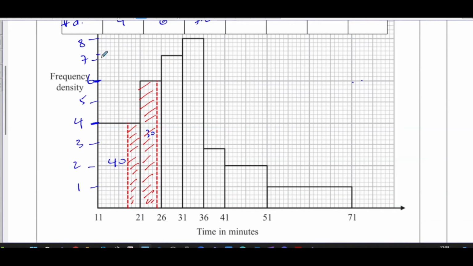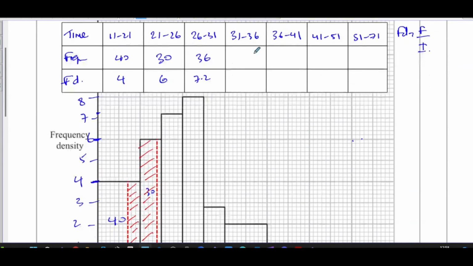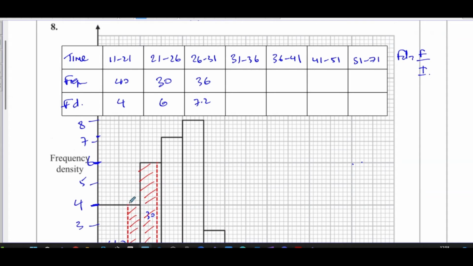So yeah, we worked out this one. That was 7.2, and multiplied by the interval that gave us 36. For the next bar, 31 to 36, which is this bar over here. So these have been done. This one, this one, this one. Here we got the frequency density is 8, and the width of the bar is 5. So 5 eighths of 40. That's 40.